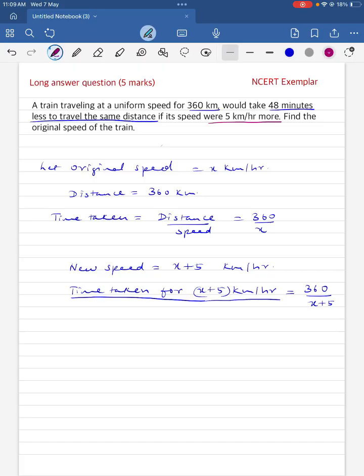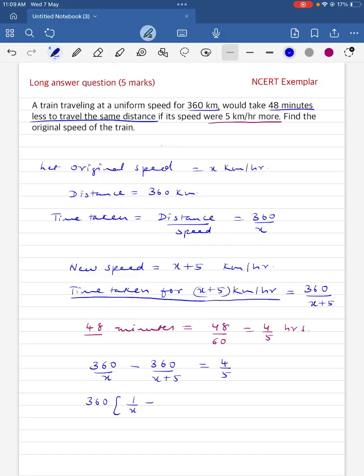Let me first convert 48 minutes to hours, because the other two units are in kilometers and hours. So, I have to convert 48 minutes to hours. So 48 divided by 60 gives me 4 by 5 hours. Now the difference between the two times is 4 by 5 hours. So basically I just have to subtract 360 by x minus 360 divided by x plus 5, and I would get 4 by 5. Okay, let me take out 360 common, and I would have 1 by x minus 1 by x plus 5 equal to 4 by 5.